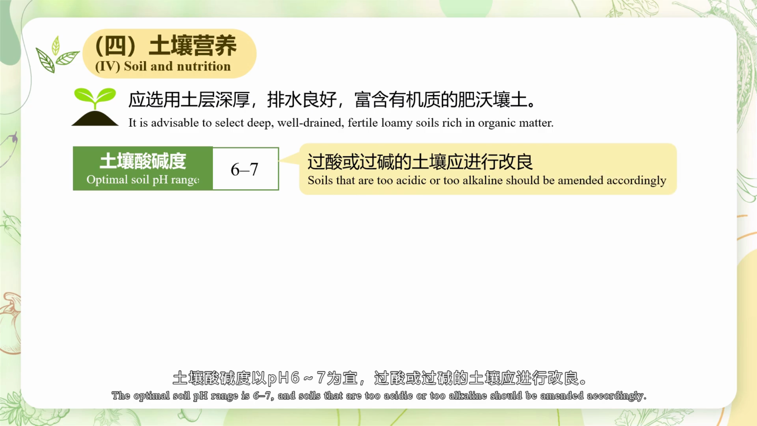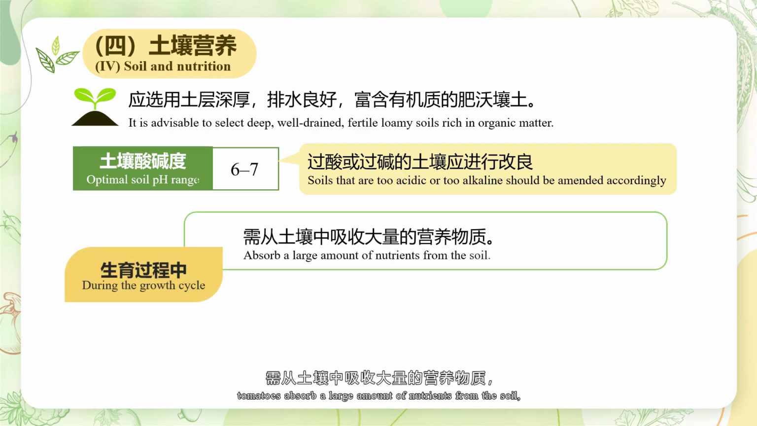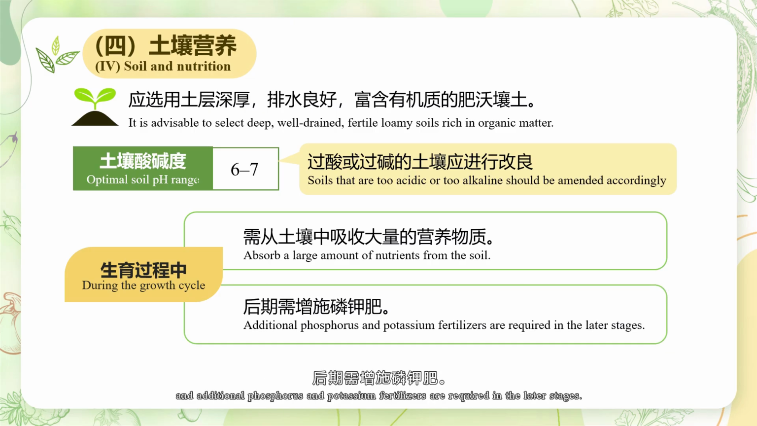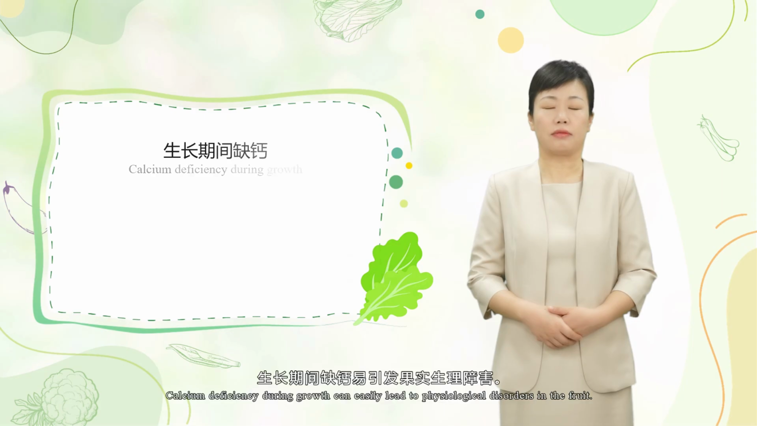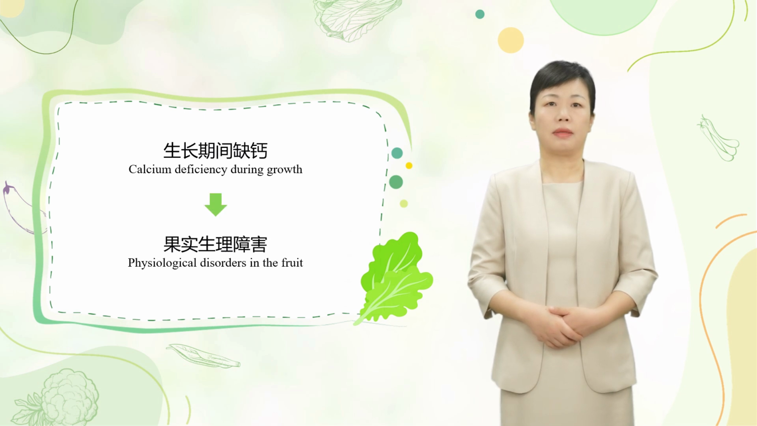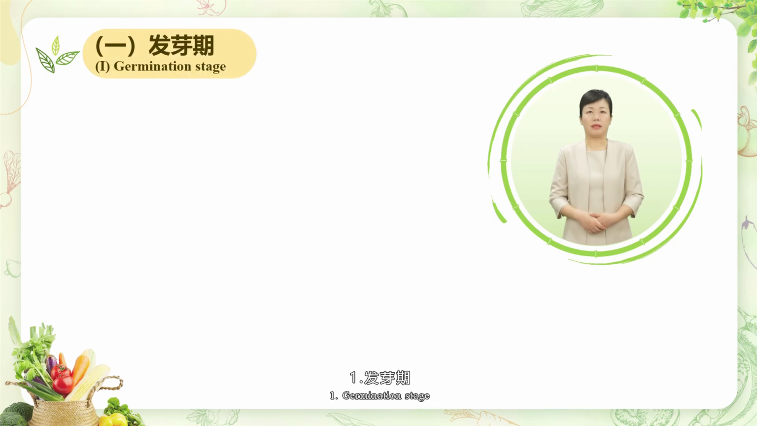amended. During their growth cycle, tomatoes absorb a large amount of nutrients from the soil, and additional phosphorus and potassium fertilizers are required in the later stages. Calcium deficiency during growth can easily lead to physiological disorders in the fruit. Growth and development cycle. 1.